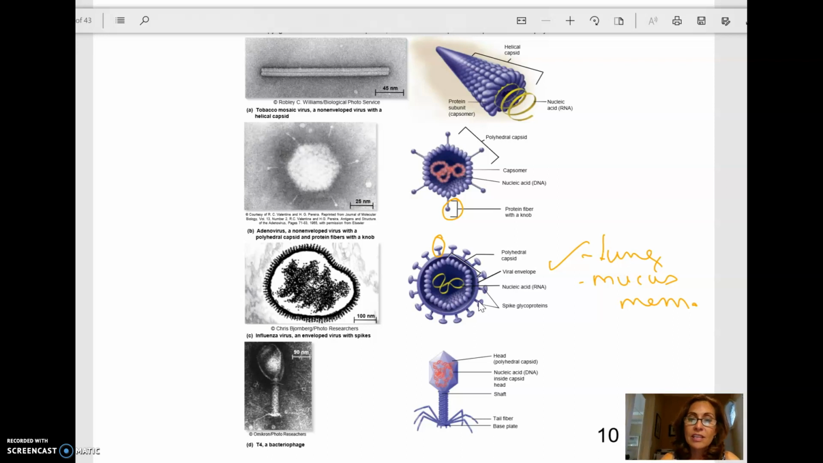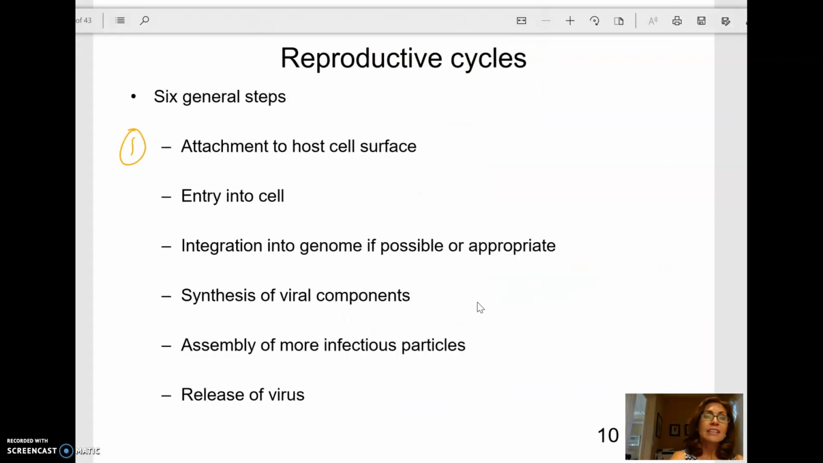And so these little glycoprotein spikes assist in identifying the tissues that the cell needs to infect, the right cell type. The next thing that happens is the virus has to enter the cell, and there are a few mechanisms for that. The virus itself doesn't necessarily always have to enter the cell. The virus can just inject its DNA into the cell like bacteriophage do.